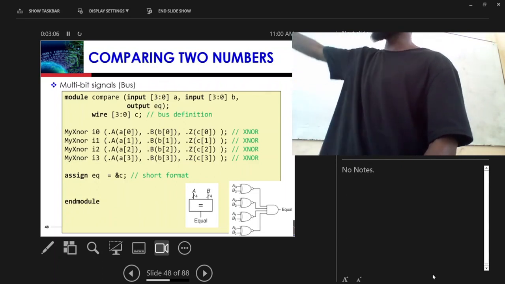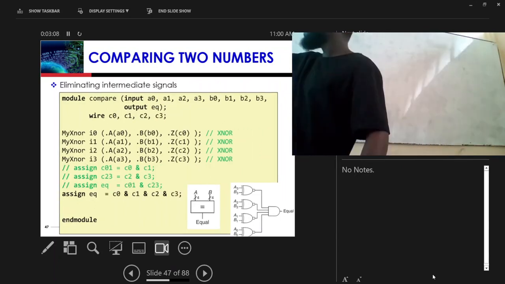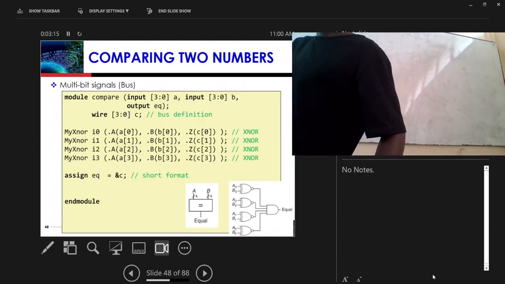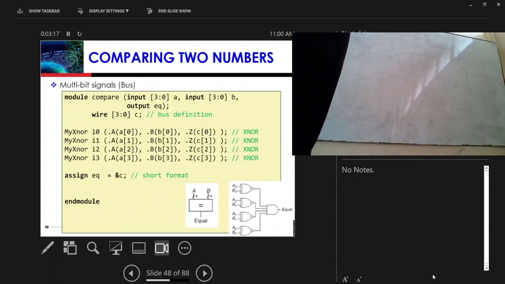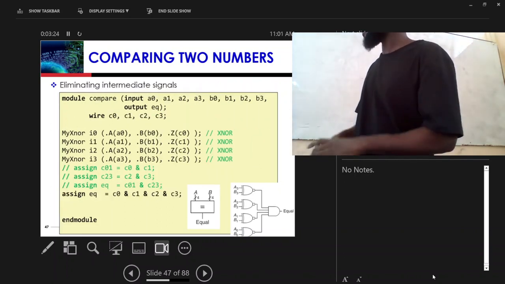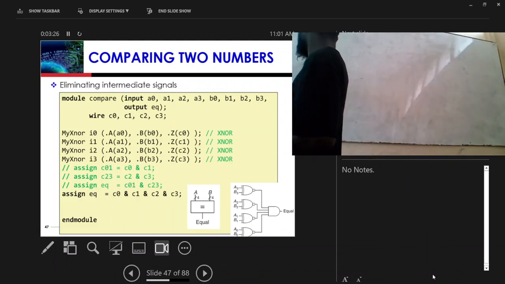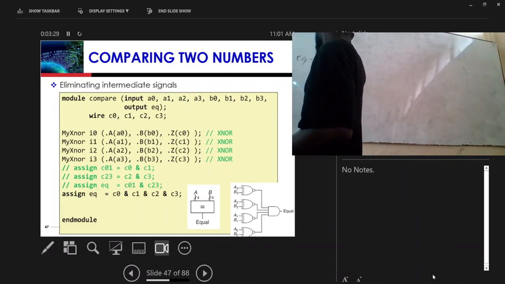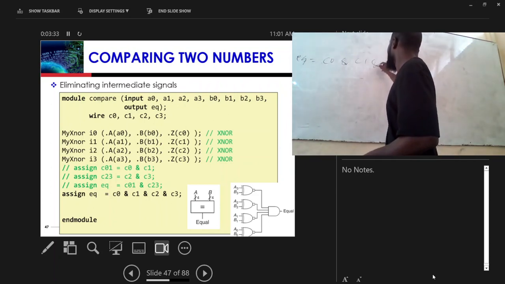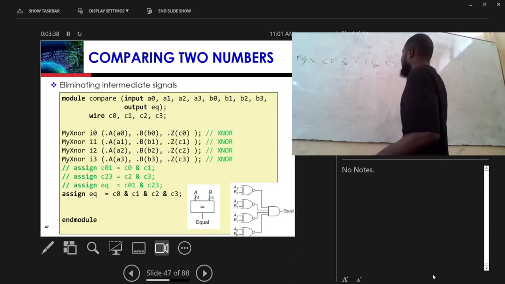Then I can replace C0, C1, C2, C3, where here we have three ANDs, right? I can just replace that with only one AND gate, and then I'm done. So one thing: the output is equal to C0 and C1 and C2 and C3, right?